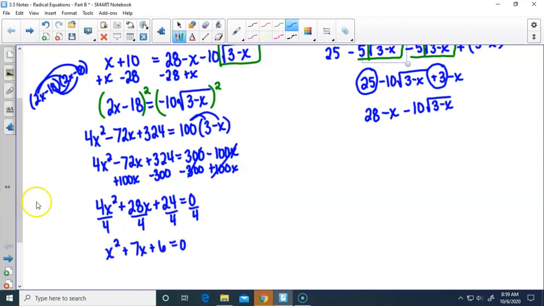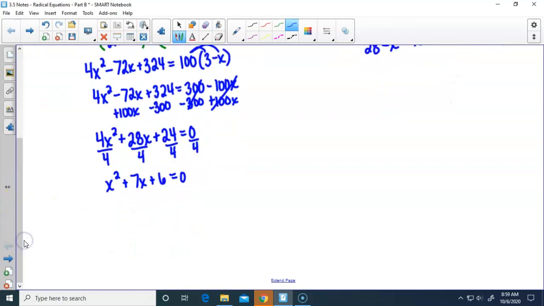And conveniently, whenever I do that, I've got something that I can factor. You could use quadratic formula, but this will factor. So if we factor this, we've got x, and then we could do a plus 6 and a plus 1, and that would give us 0. And so we're going to get two solutions here. We're going to get x equals negative 6 and x equals negative 1.